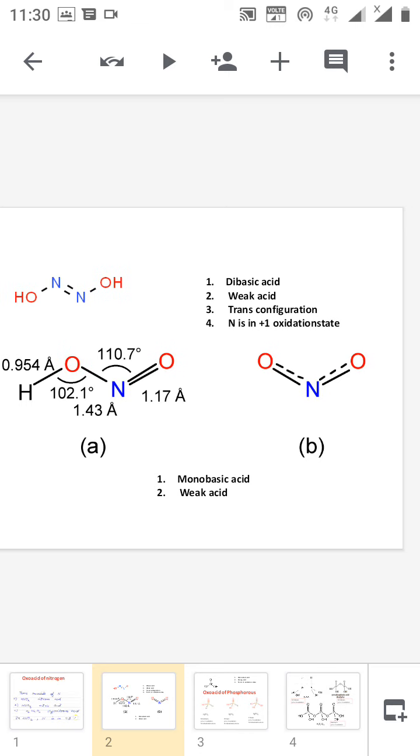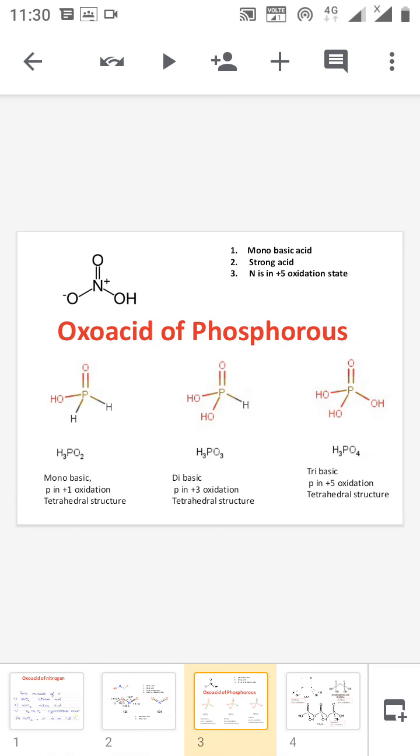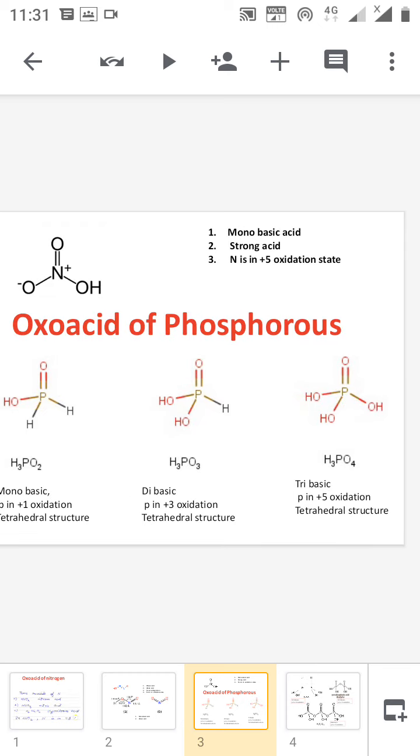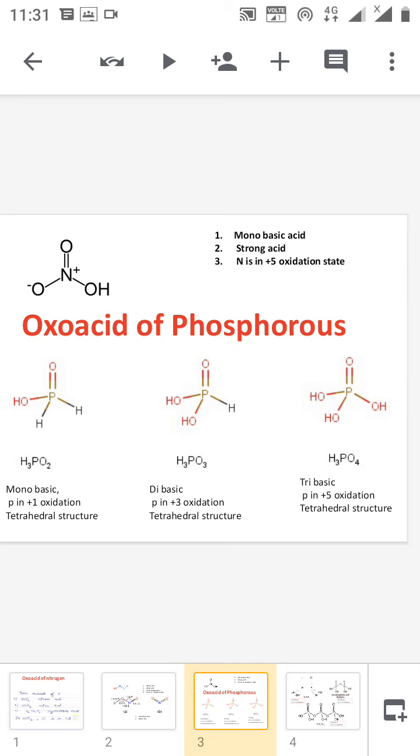So the next acid is very common, that is nitric acid, HNO3. HNO3 consists of only one ionizable OH group, that is why it is a monobasic acid, and it is a strong acid. The oxidation state of nitrogen in this acid is +5.